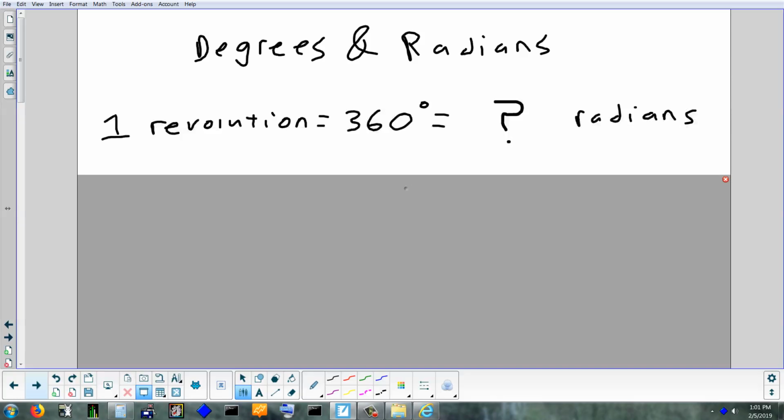The goal by the end of today is to figure out that question mark. If we can figure out how many radians in 360 degrees, then we can convert between degrees and radians. We just need to know a connection between the two.